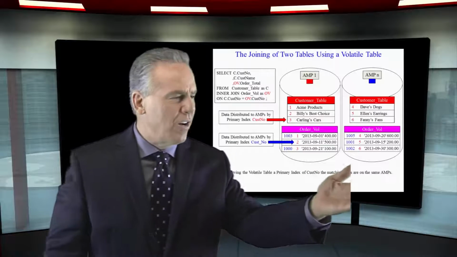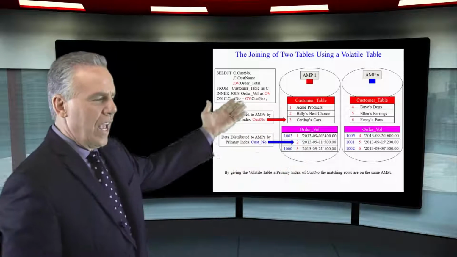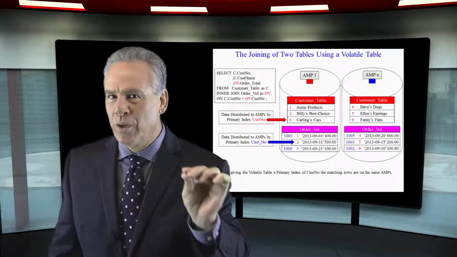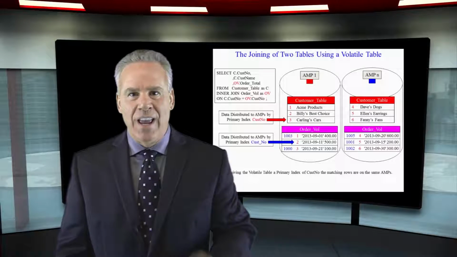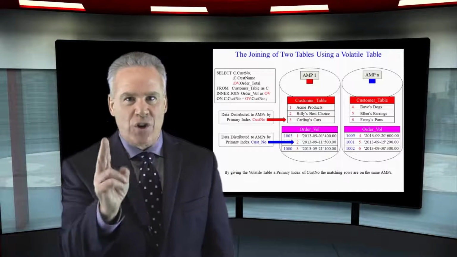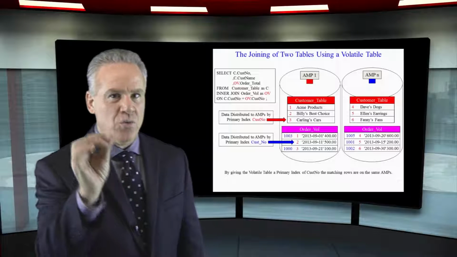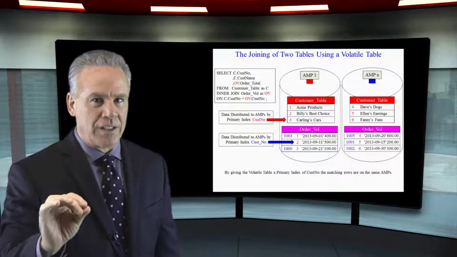As you can see here, I've got two tables and I've given them the primary index of customer number, and the volatile, I gave it a primary index of customer number, and the matching customer numbers, customer 1, 2, and 3, and 1, 2, and 3, are on the same amp. That's a brilliant design strategy, and I need you thinking here. If you're going to join that volatile table to other tables, you need to make sure the primary index is the join key.